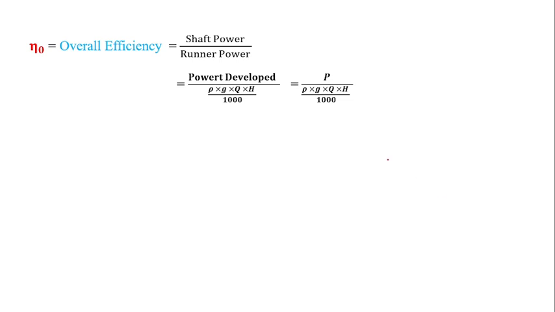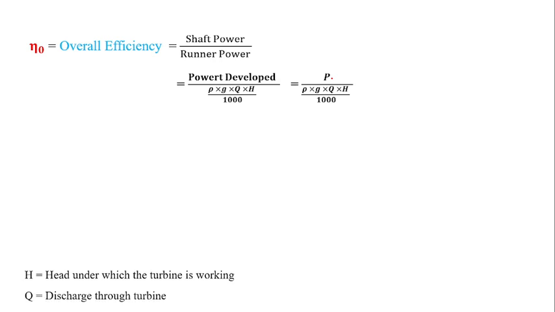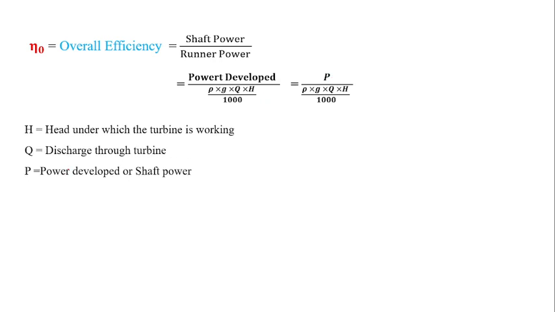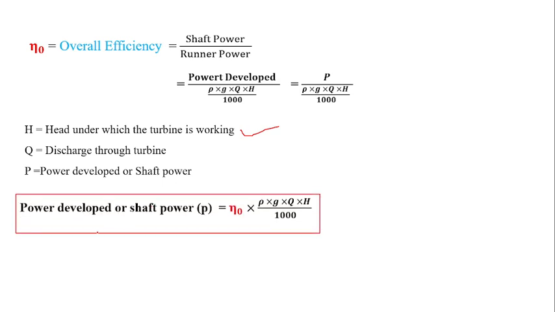Whereas overall efficiency, we already know, is shaft power by runner power. Runner power is rho g Q H by 1000. Nothing but the power developed, capital P. H is the head under which the turbine is working. Q is the discharge to the turbine. Power developed or shaft power P is nothing but overall efficiency into rho g Q H by 1000.